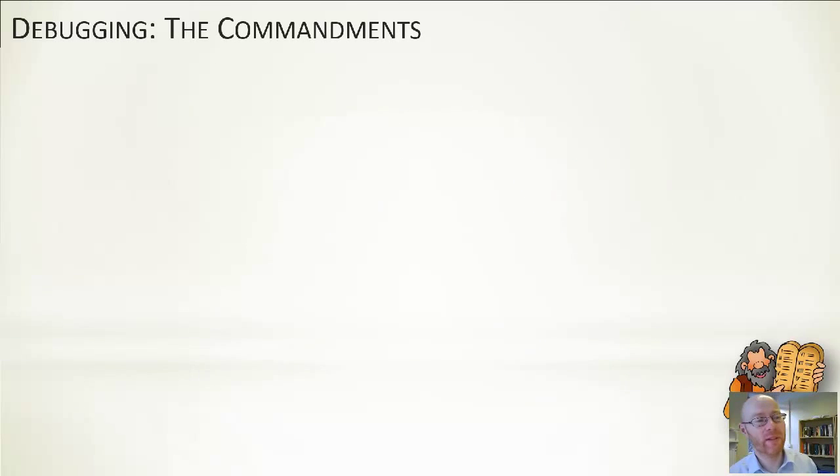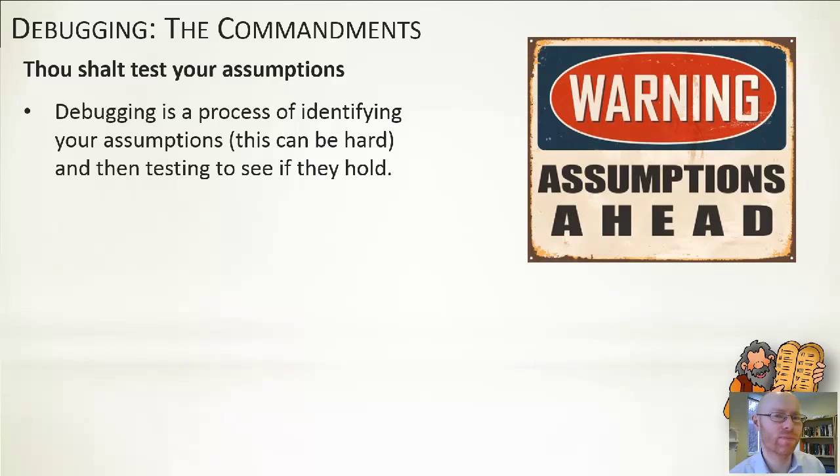Third commandment: thou shalt test your assumptions. This is a hard one to do. Fundamentally, if you understand what is right and what is wrong within your program, debugging comes down to testing assumptions. So you might assume that this object will never be null, or the value that we enter will always be positive. These assumptions may be invalid, and we want to test whether the things we assume need to be true for the program to run correctly are actually being met.